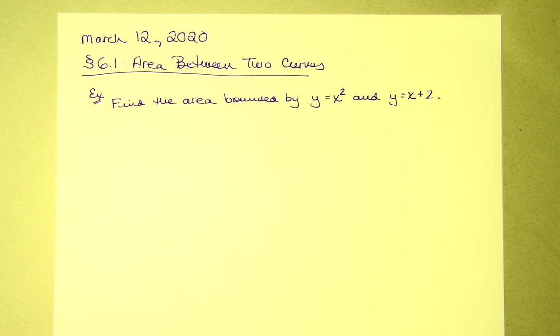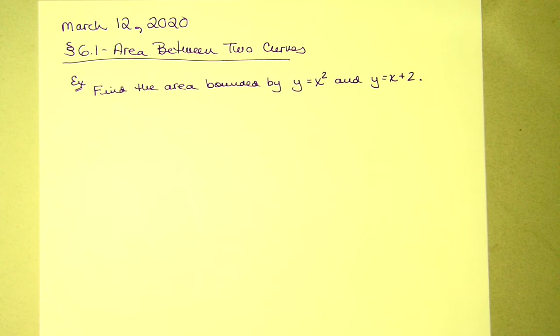You know how to find the area between a function and the x-axis. That's just an integral. But we need to make these a little bit more involved than just that. What if it's in between two functions? So for our first example, we're going to try to find the area bounded by y equals x squared and y equals x plus 2.